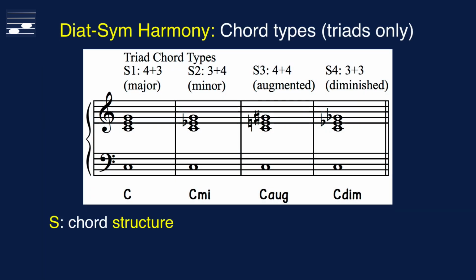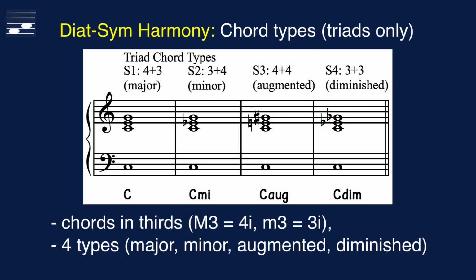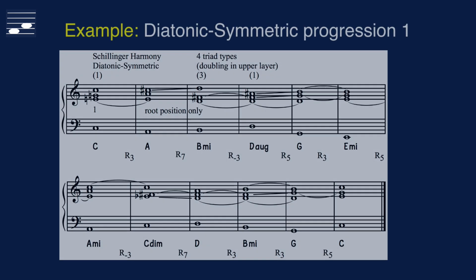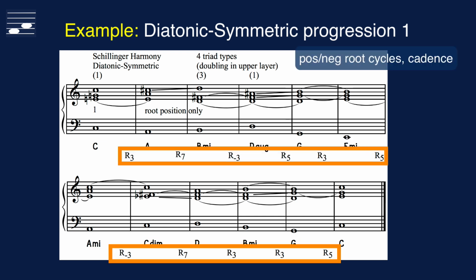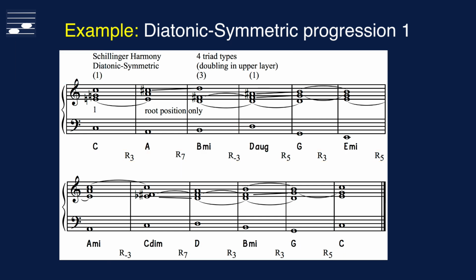Here's the set of triad chord types in a 7-pitch diatonic scale. The set size is 4 and includes the major, minor, augmented and diminished triad. The first progression is a 4-part setting of triads in root position, with chordal function 1 in the bass. Most of the root movements use positive cycles, except for the 2 cases of R-3 and ascending third in the bass. The example closes with a dominant tonic cadence.